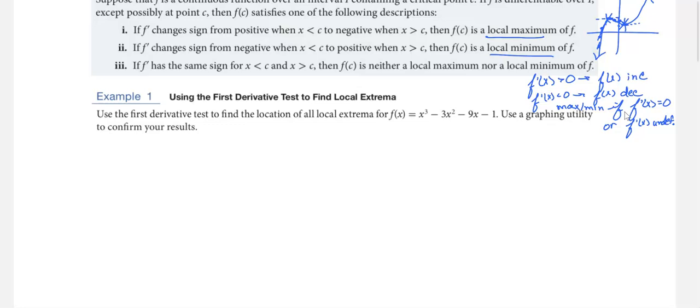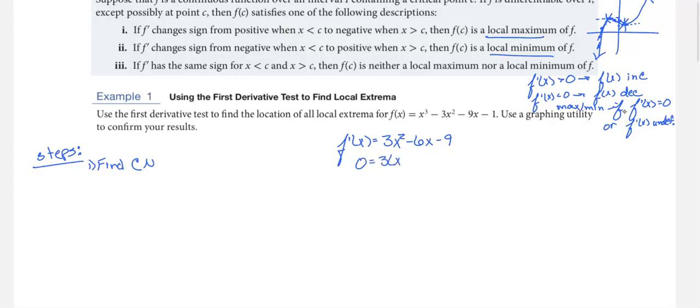So let's talk about how we would conduct a first derivative test. What are your steps? Your first step is to find critical numbers. We're going to do that in this problem. We're going to take that derivative. So I get 3x squared minus 6x minus 9. And then we're going to set it equal to 0.